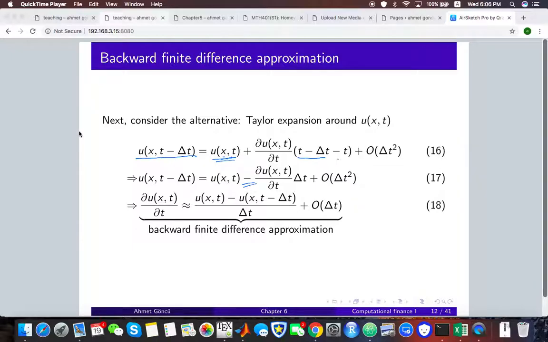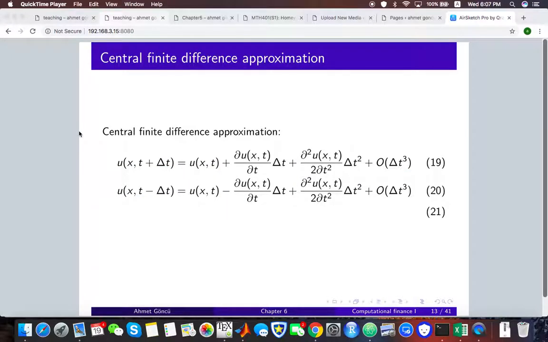Again, since we are just considering a first order approximation, we have the remainder terms in the order of delta t squared. So you can put this to the left and divide both sides by delta t, and don't forget we have a minus sign this time. This gives us the approximation for this partial derivative in terms of the backward time step. Since we take a backward time step, this is called the backward finite difference approximation for this partial derivative.